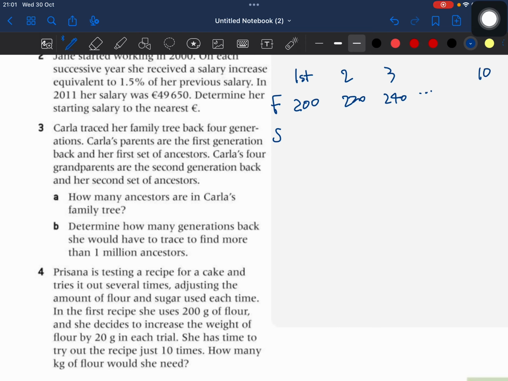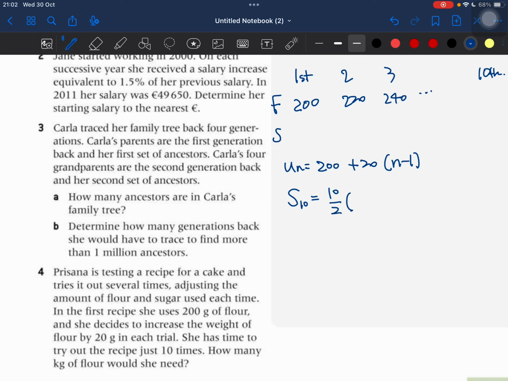So she will try 10 times. How many kilograms of flour will she need? Oh, okay, so the sugar is not here. So let's call it Un. The first term was 200, the common difference was 20, and n minus 1. We want to know S10 because we need the total number of kilograms of flour. So this is arithmetic, and we have 10 terms.